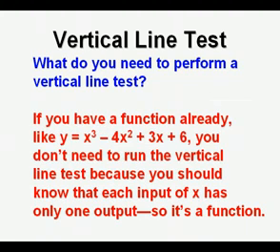If you have a function already, such as y equals x cubed minus 4x squared plus 3x plus 6, you don't need to run the vertical line test to determine it's a function, because you should know that each input of x has only one possible output, so therefore it's a function.